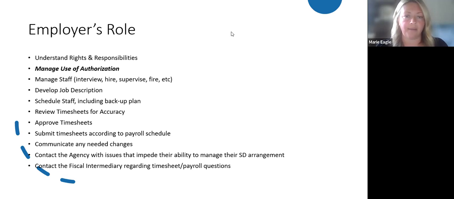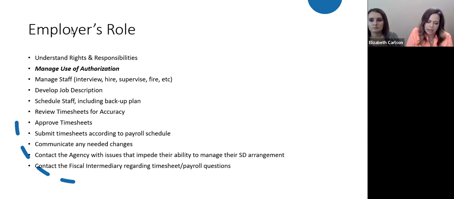So I think we're going to move forward with the rest, but again, this is just a list of employer responsibilities that they need to be performing to have a successful arrangement. And I did want to ask if we could talk a little bit about, further down, reviewing the timesheets for accuracy, approving timesheets, submitting timesheets according to the schedule, and the impact that ensuring that the employer is doing these tasks completely and accurately has on your job as the FMS. So Elizabeth, if you guys could talk a little bit about that.